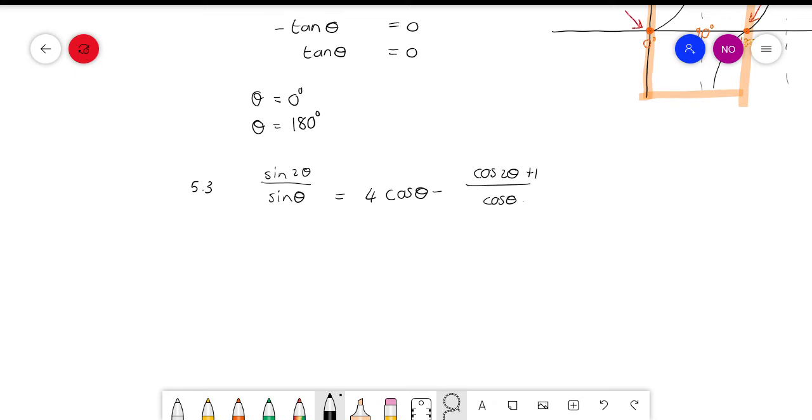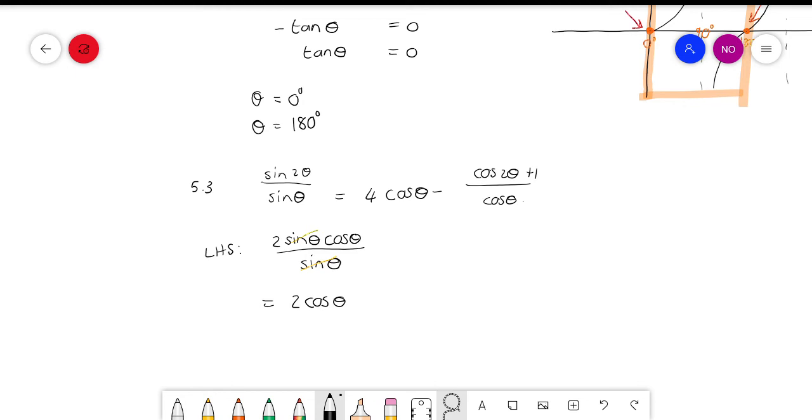Ons favorite. Identiteite. Remember, when you're busy with identities and you're stuck on the one side, see if there's something that you can do on the other side as well. Right? So, ek gaan begin met die linkerkant en sê, ek kan dadelik sien, daai ene is 'n dubbelhoek. Which means that that can cancel out. And so I'm left with 2 cos theta. Which is not equal to the right hand side, but it at least gives me something to work with.